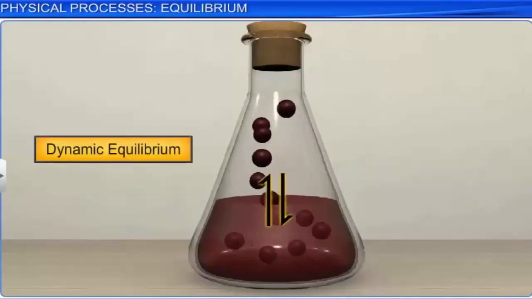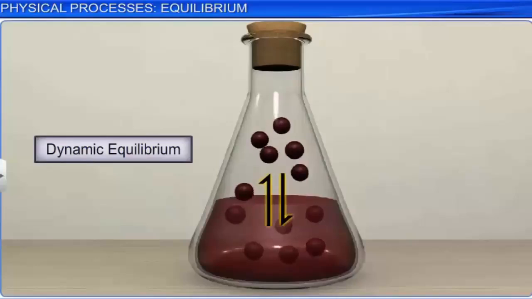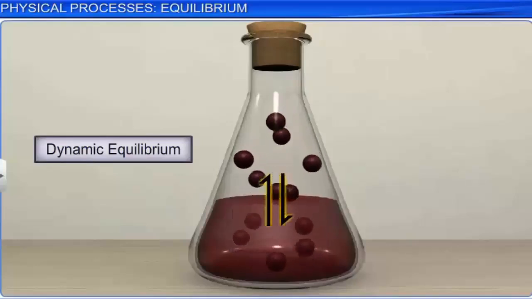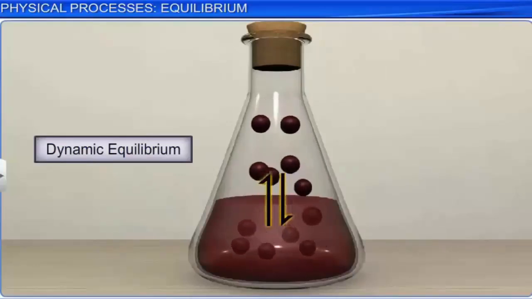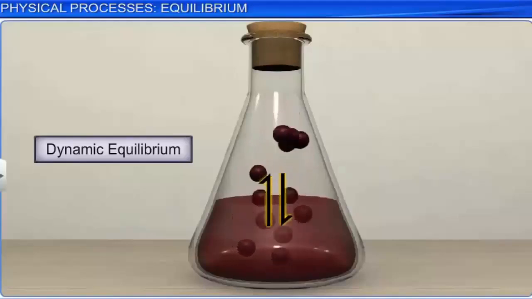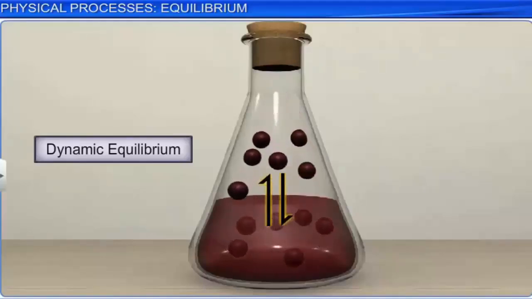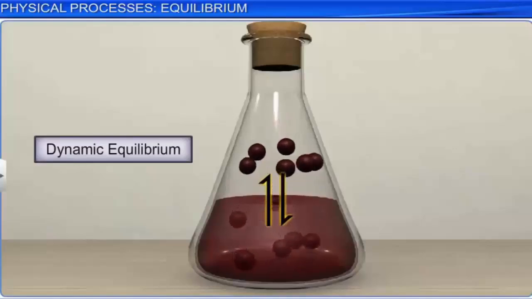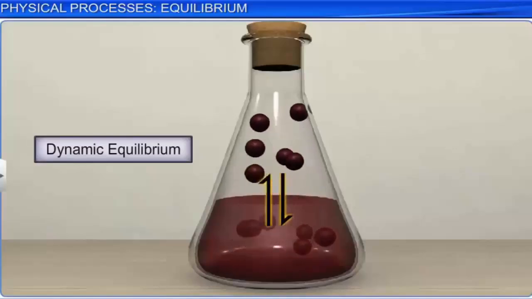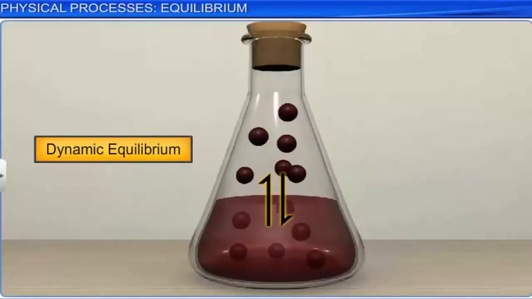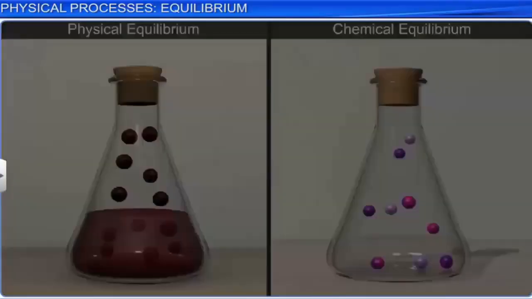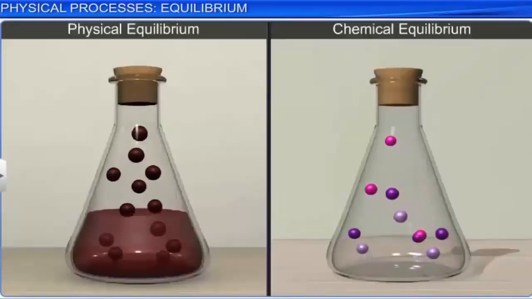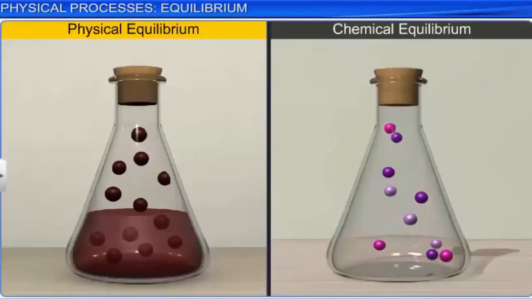The opposing tendencies of a reversible change continue to take place with equal rates simultaneously at the equilibrium stage also. Hence, the equilibrium is called dynamic equilibrium. Equilibrium can be established for both physical and chemical processes.